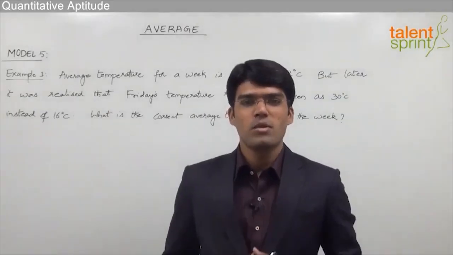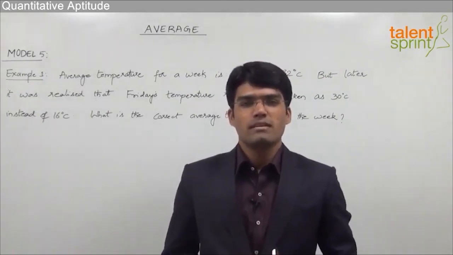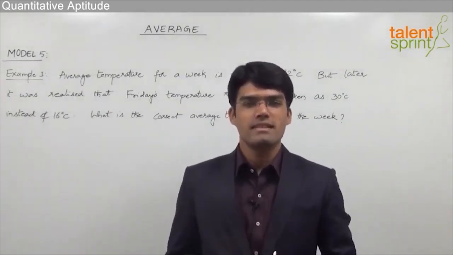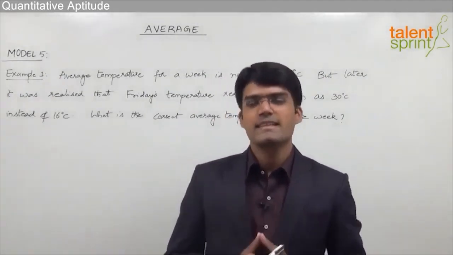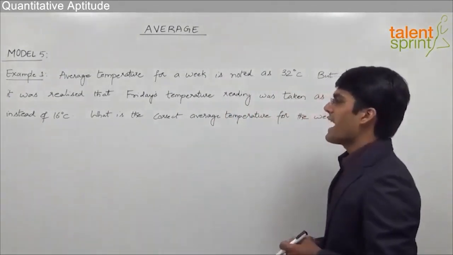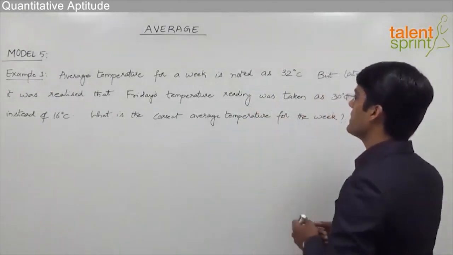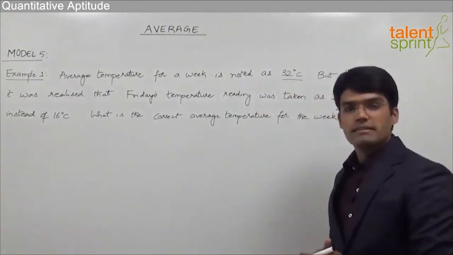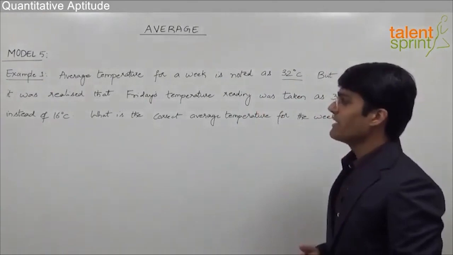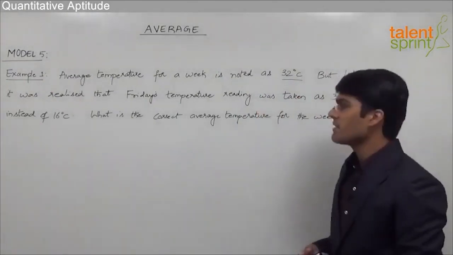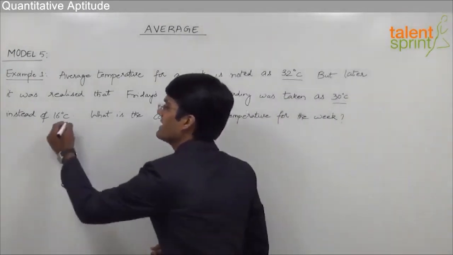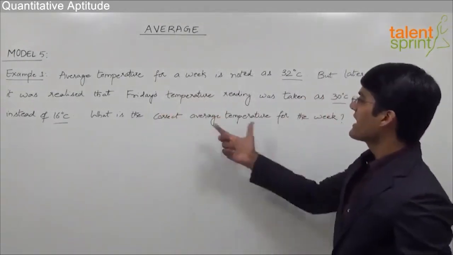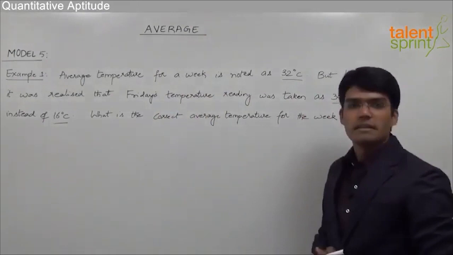Let us now take the fifth model from averages, where the question is based on discrepancy in one of the values while finding out the average. Let us take an example. The question here is: average temperature for a week is noted as 32 degrees. But later it was realized that Friday's temperature reading was taken as 30 degrees instead of 16 degrees. So what is the correct average temperature for the week?